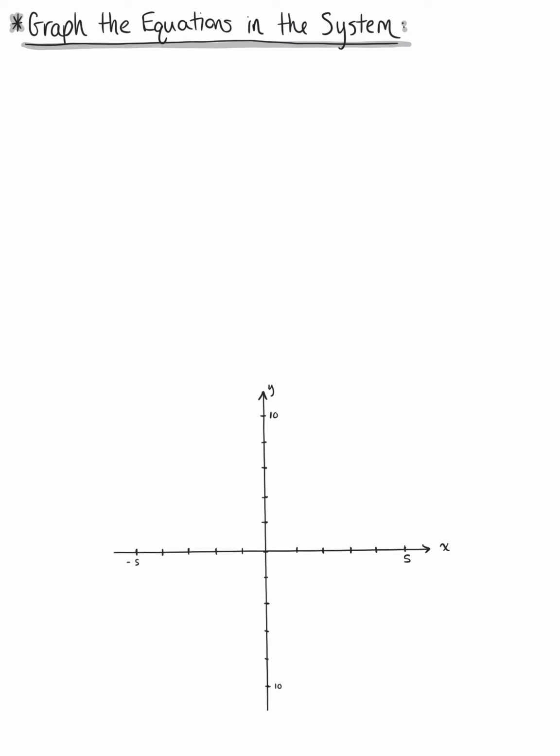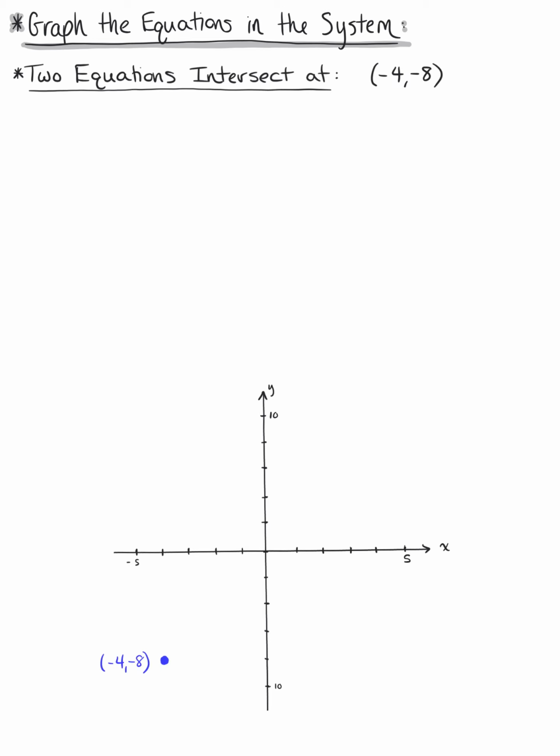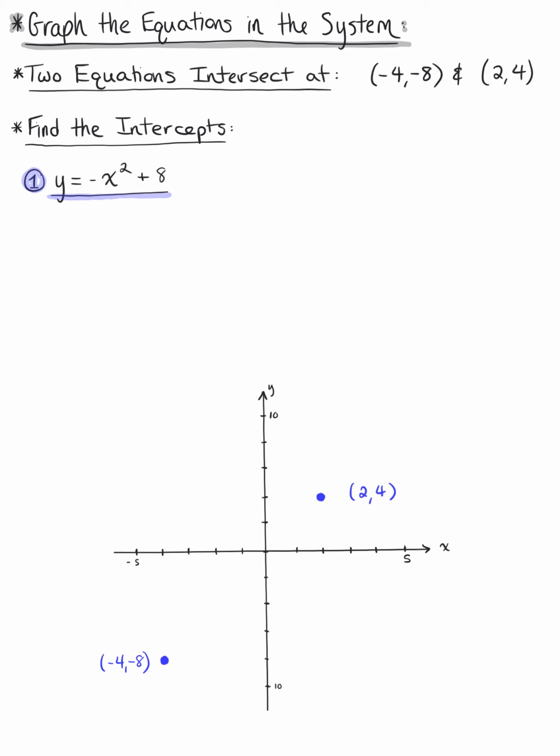So here we go. We are ready now to graph the equations in the system of equations we are considering. Now, let's begin by keeping in mind that these two equations intersect at the ordered pairs negative 4, negative 8, and 2, 4. So to get us started and to make sure that we have an accurate graph for both equations, let's start by finding the intercepts for both equations. So if we are considering the quadratic equation, we know that to find the y-intercept, we're going to let x equal 0 and solve for y, which leaves us with the ordered pair 0, 8.